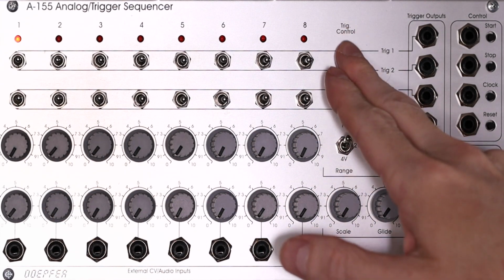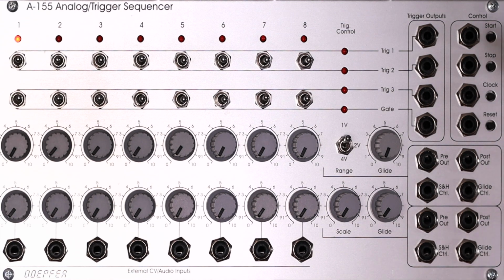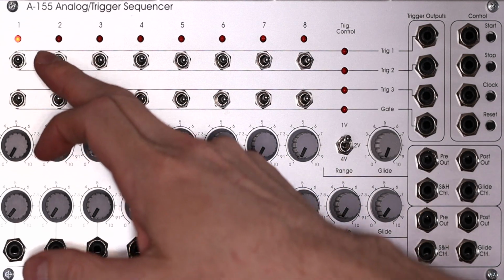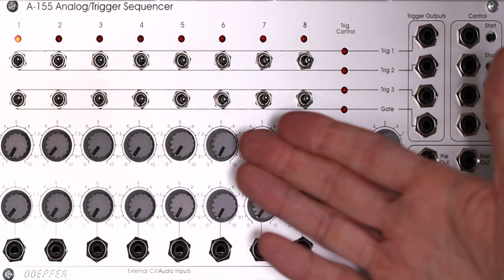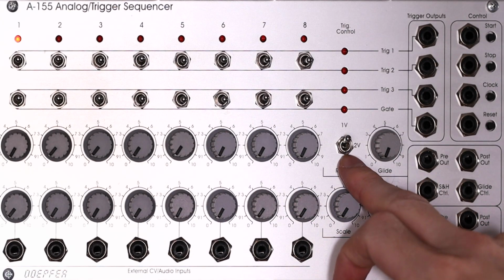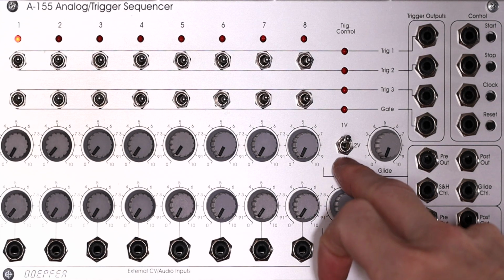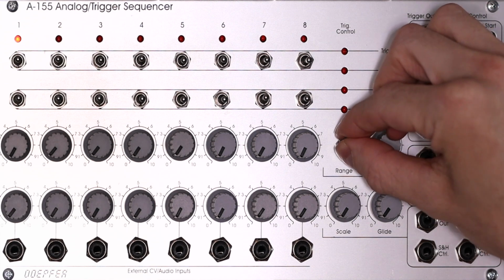After that you got the LEDs, which will light up if there is a trigger or no trigger. Also got the LEDs on the top to show you what step it's on. Then you got the 1 volt, 2 volt and 4 volt switch, which controls the range.